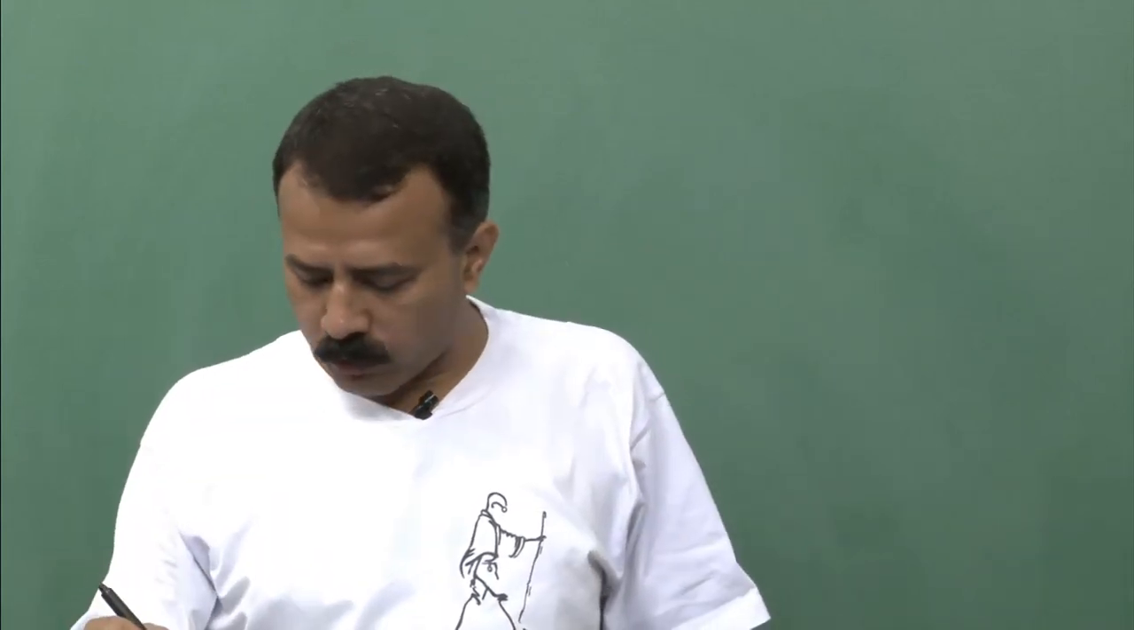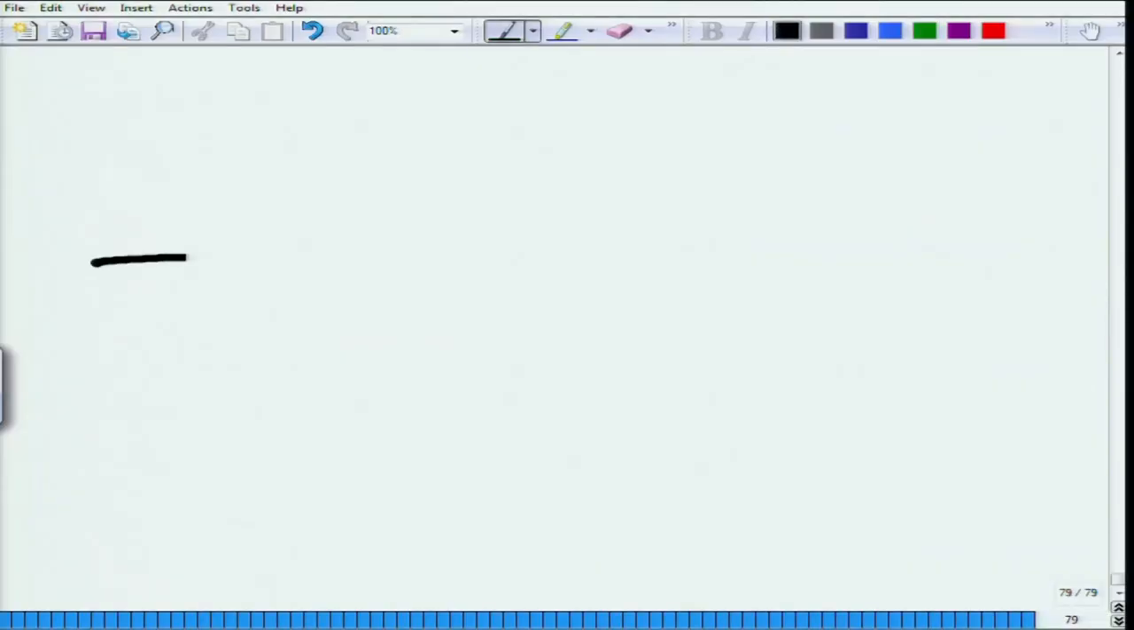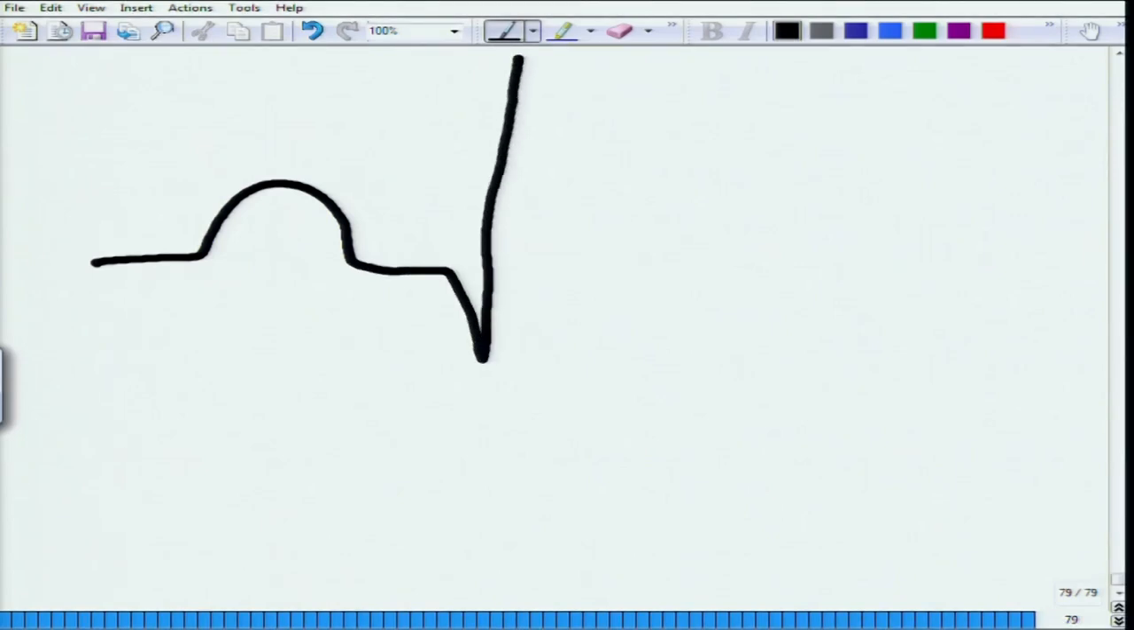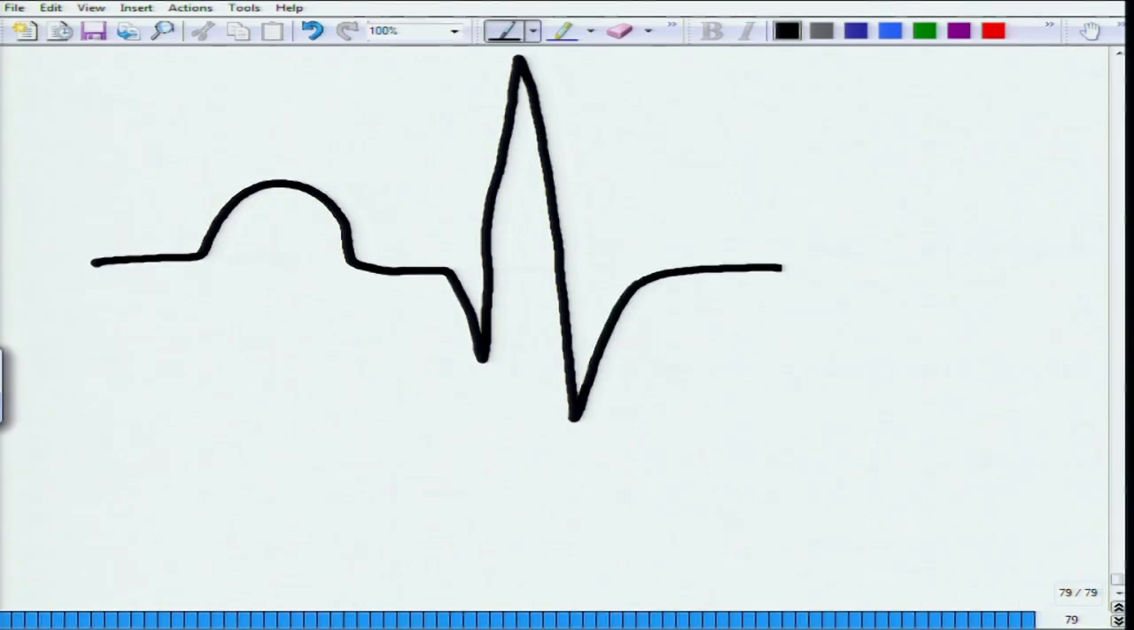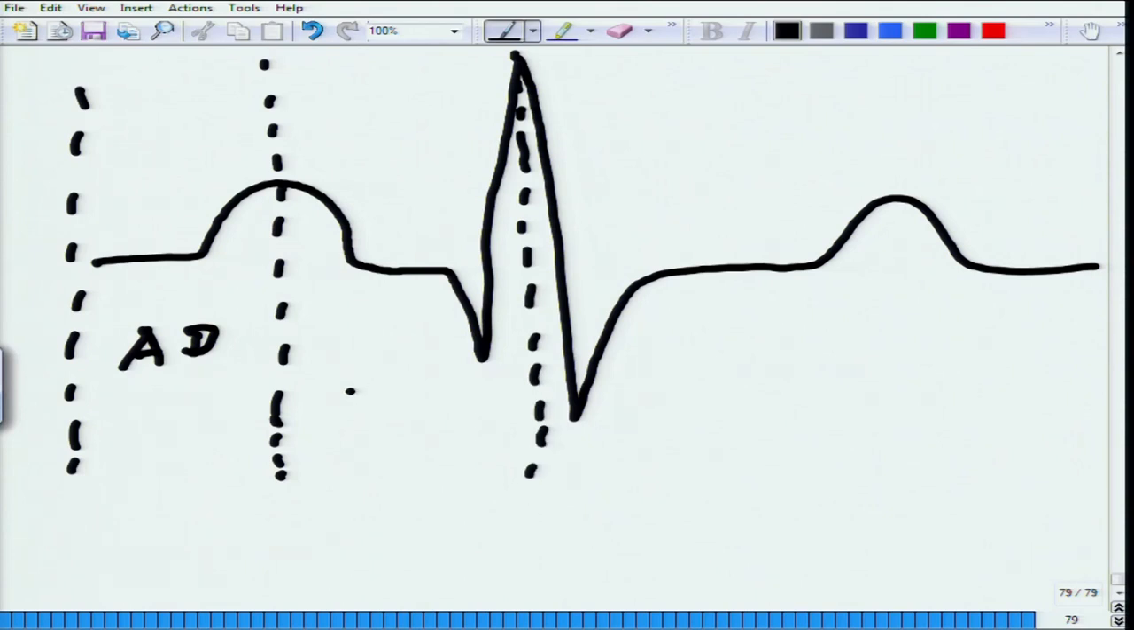So now what I will do is superimpose the PQRS graph with the systolic and diastolic phases. So here you have the phase of atrial diastole. I am not writing the full form because there is not enough space, so just bear with me. Follow the lecture and you will be able to understand. Then this is the phase of atrial systole.